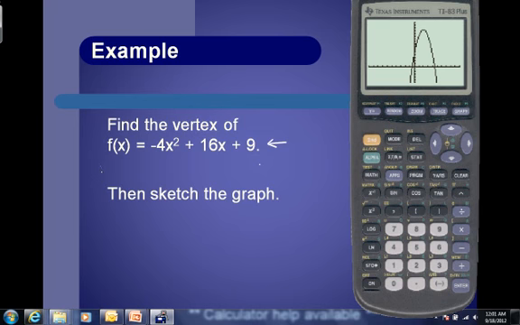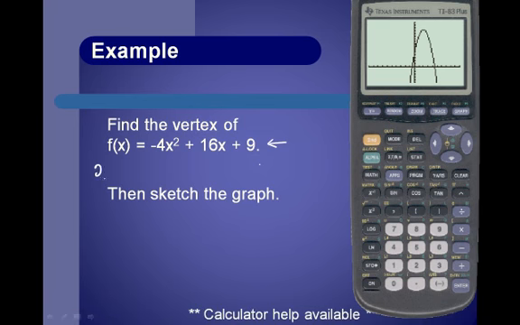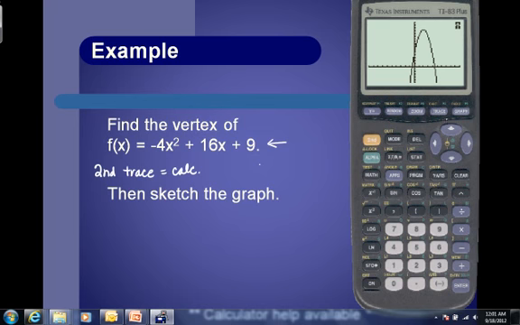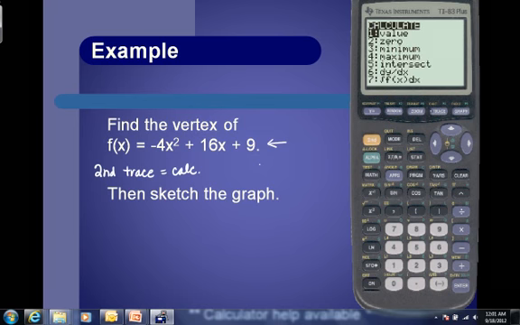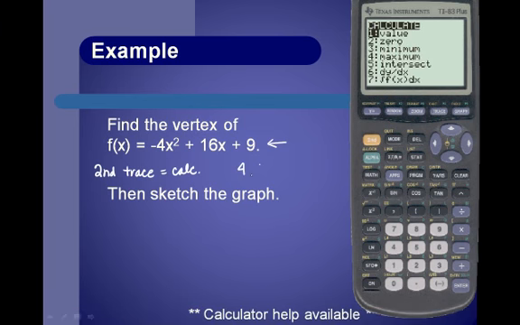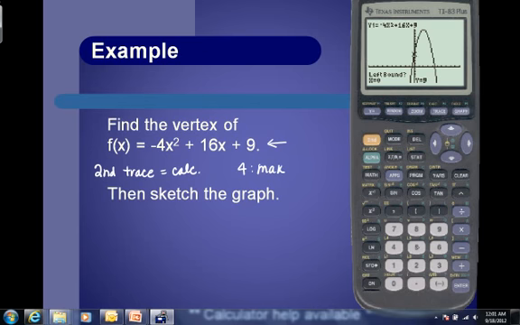So the way we're going to calculate the maximum is we are going to go second trace, which is calculate, and we want to calculate number 4, the maximum. So when we press number 4, now it's going to ask us to give some boundaries. Well, the first thing is the left bound. So what you want to do is make sure that your cursor is to the left of the highest point. When it is, you press enter.